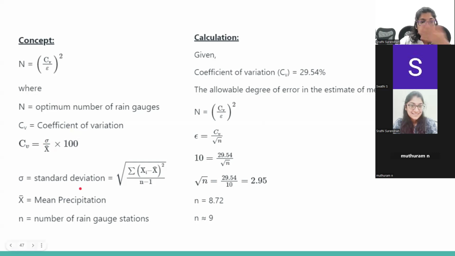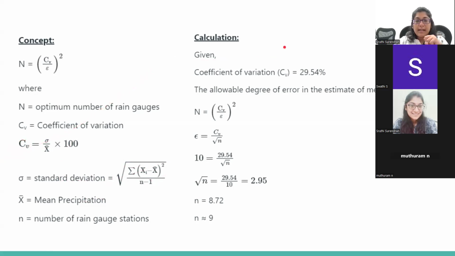its mean. Standard deviation, if you're familiar with probability and statistics, we find it by subtracting the value. That is, suppose we have a particular value, then we subtract that value from the mean of all. We have 10 values. If one value is 5, another value is 10, another value is 20, and the mean is say 15, we take 5 minus 15 the whole square divided by n minus 1, and the sum of all of that to the root will give us the standard deviation. Now the standard deviation divided by the mean precipitation into 100 is giving us the coefficient of variation.